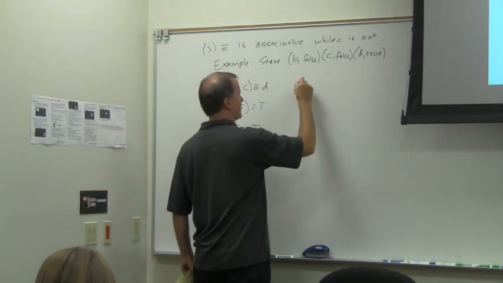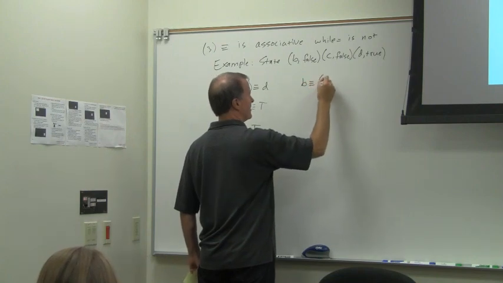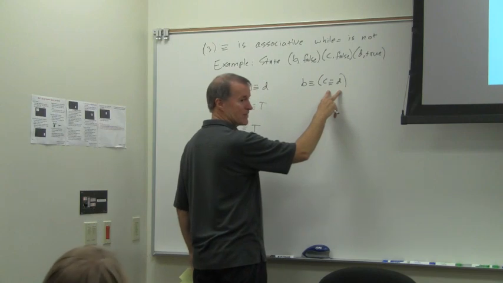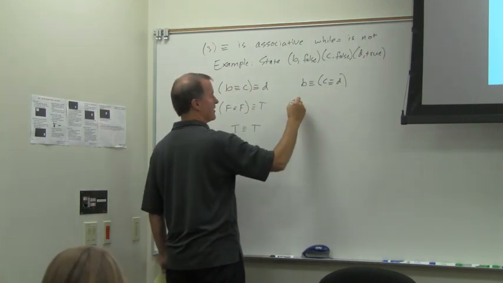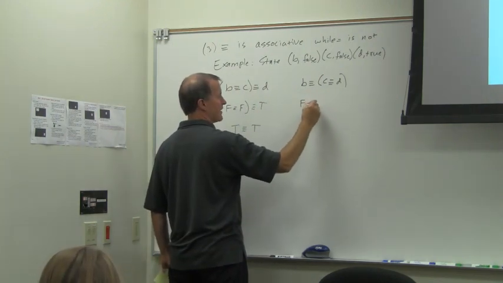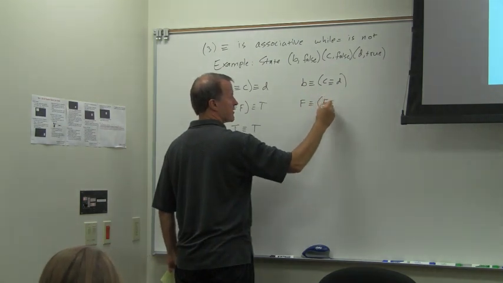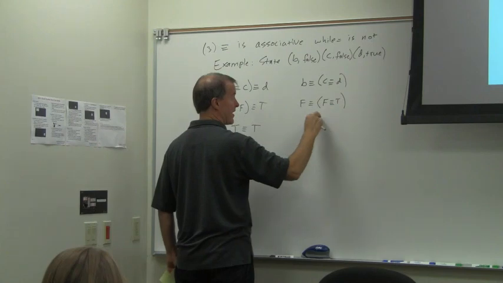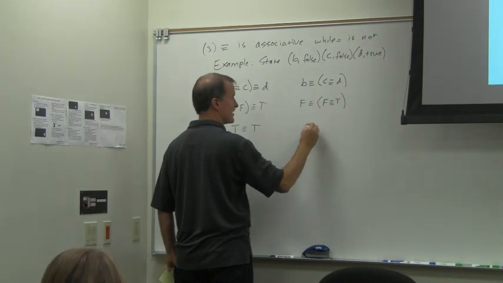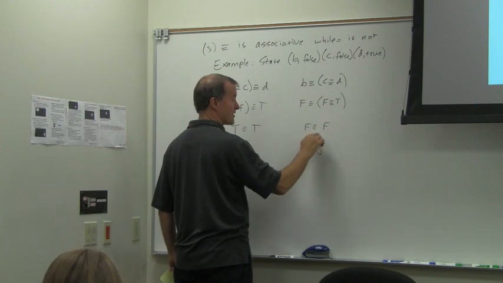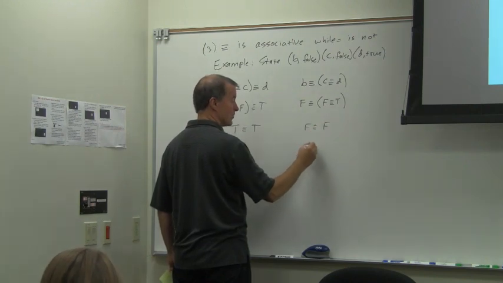So now let's put the parentheses around the C equivales D. So now let's do B equivales C equivales D. And now we're going to do this one first, right? So now this is going to be false equivales false equivales true this time. But now this is going to be false equivales what? False equivales true is what? False. But now false equivales false is what? True.